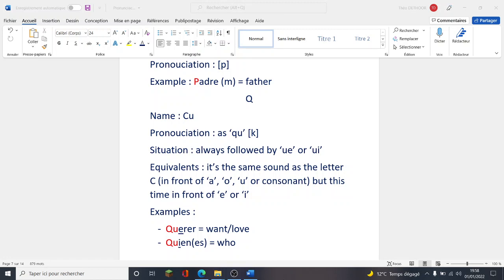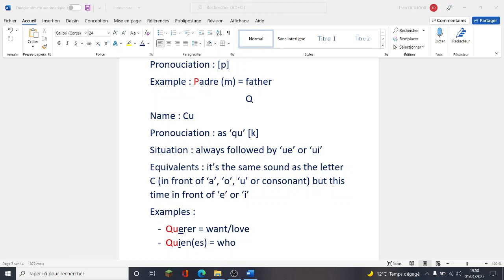And it has an equivalent because the letters QU with E and I are supposed to be pronounced K. It is the equivalent of the letter C, but when the letter C is in front of A, O, U or a consonant, as we saw before, you can refer to the letter C when I explained about it.